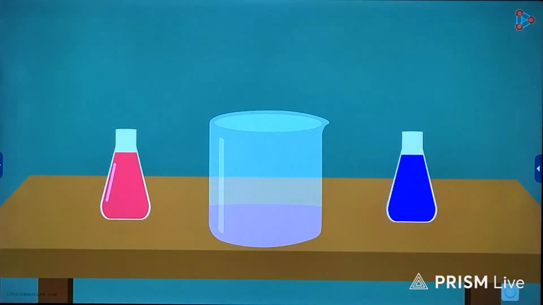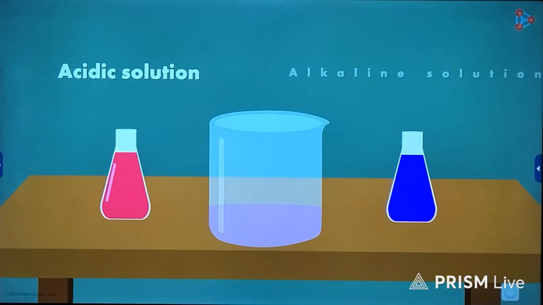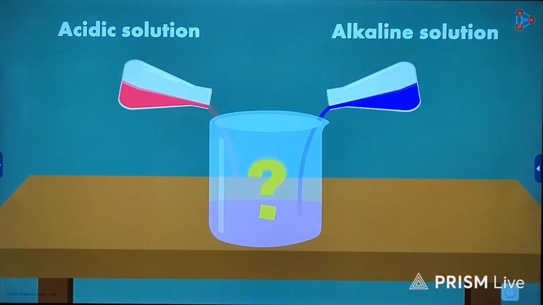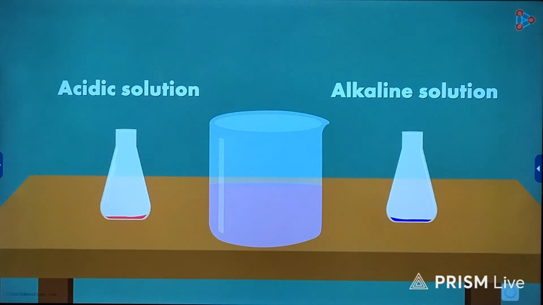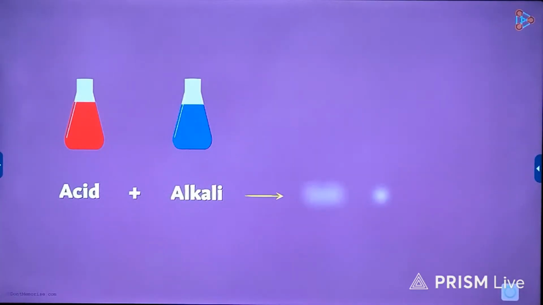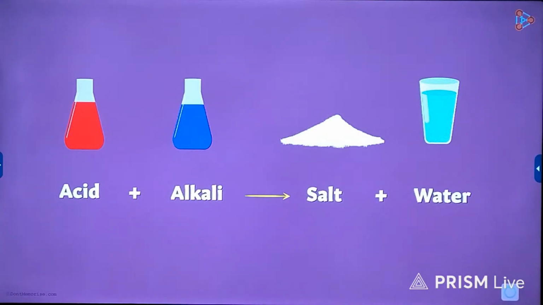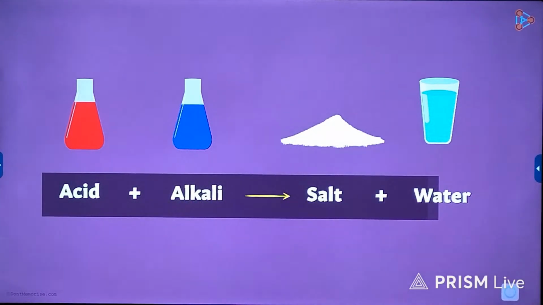If we take two solutions, one acidic and the other alkaline, and mix them, what will be the result? By now, you should be able to answer that it will give us a salt, and water will be released as a byproduct. Now, does this happen every time? I mean, will an acid and an alkaline always give us salt and water? Yes, it will always be like this. An acid, when combined with a base, will always give us salt and water.